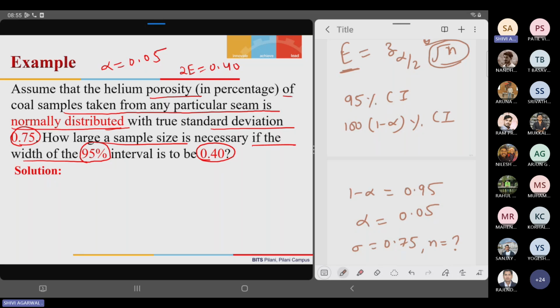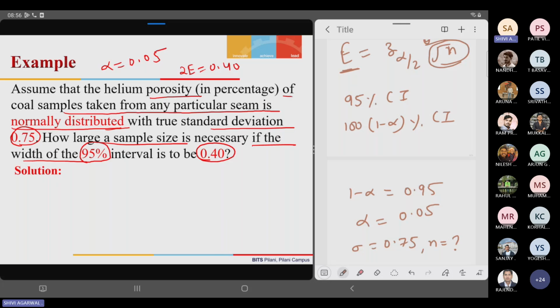That type of question we can't do, because at that time we have to use the T distribution, and in the T distribution we require the degree of freedom, and that degree of freedom is not provided because we don't know n. Okay, so if sigma is unknown, finding n is not possible at all.